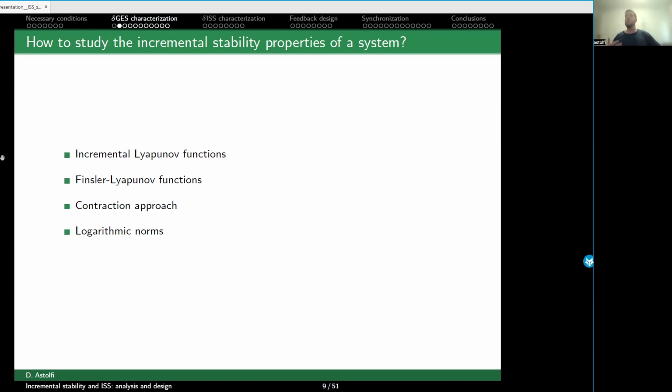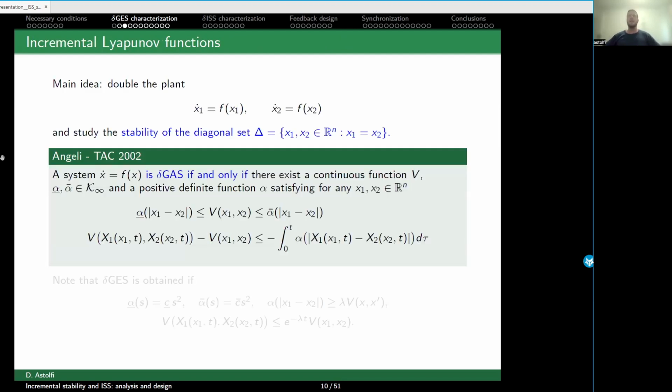To cite a few examples, one way to characterize incremental stability is through the use of incremental Lyapunov functions. Another approach that has appeared in literature in the last 10 years is the one denoted as Finsler-Lyapunov functions. Then there is also a very popular approach, often denoted in literature as the contraction approach. And finally, there are also some other approaches denoted as logarithmic norms that I will not talk about very much in this presentation. So the first characterization in terms of Lyapunov stability is the one of the incremental Lyapunov function.